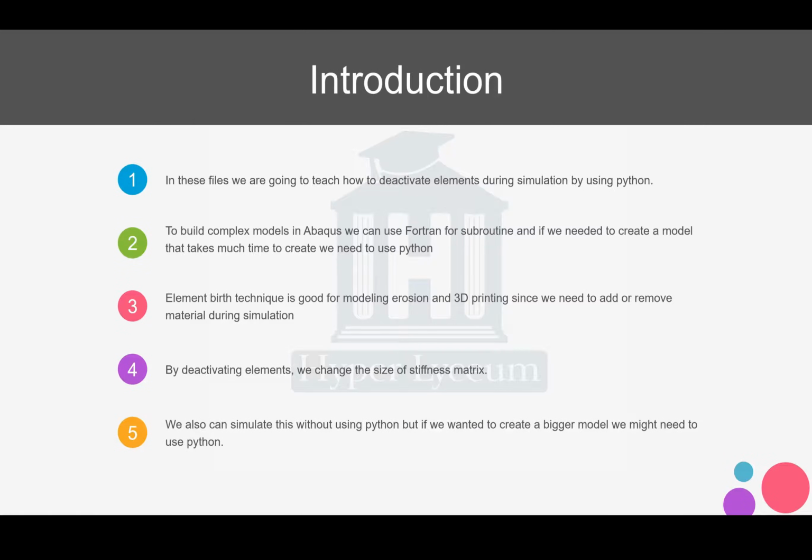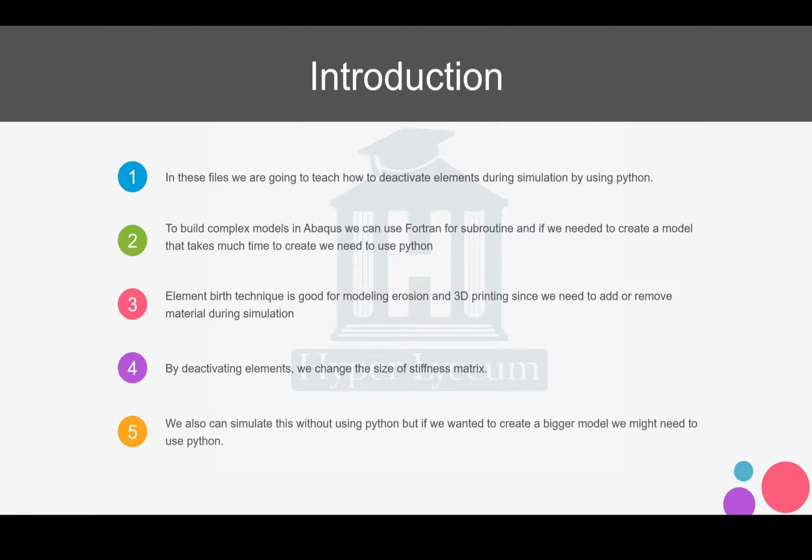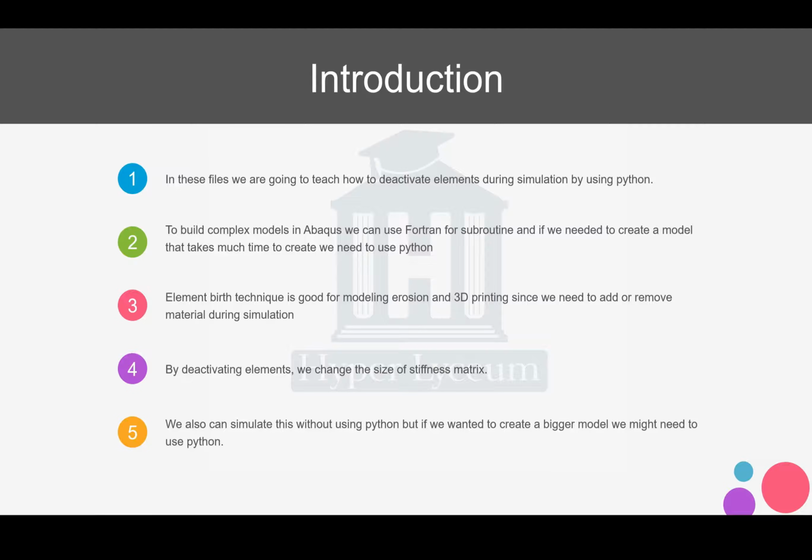To build complex model in Abaqus, we can use Fortran for subroutine. But if we needed to create a model that takes much time to create, we need to use Python. So we can develop code and make it faster, make modeling faster. Element technique is very good for 3D printing or for adding or removing material.